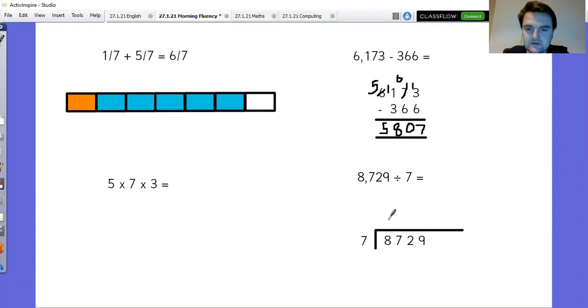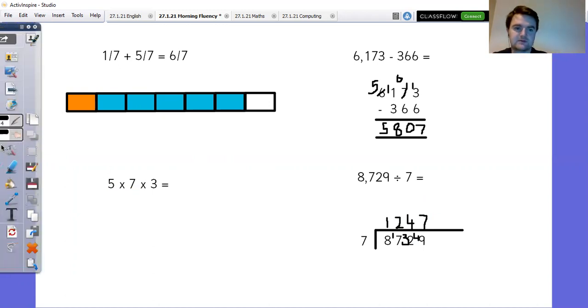8,729 divided by 7. 7 goes into 8 once with 1 left over. That's not what I wanted to do. There we go. 7 goes into 17 twice, which gets us to 14 with 3 left over. 7 goes into 32 4 times, which gets us to 28 with 4 left over. And then 7 goes into 49 7 times. So we are left with 1,247.